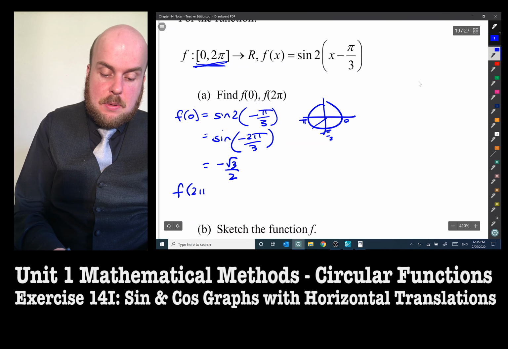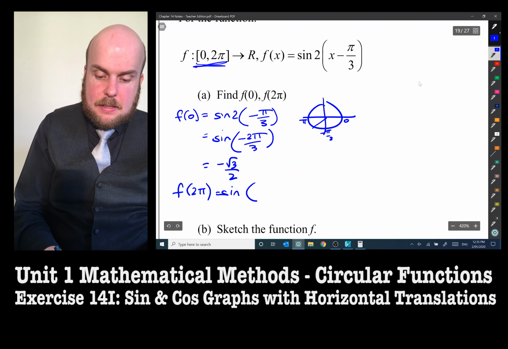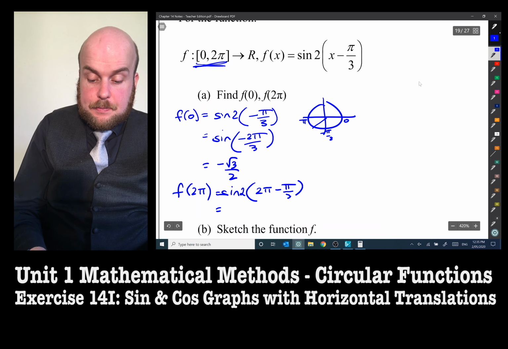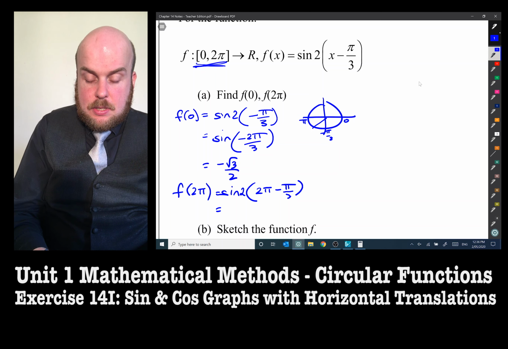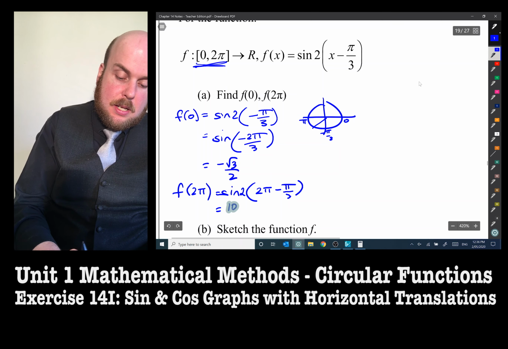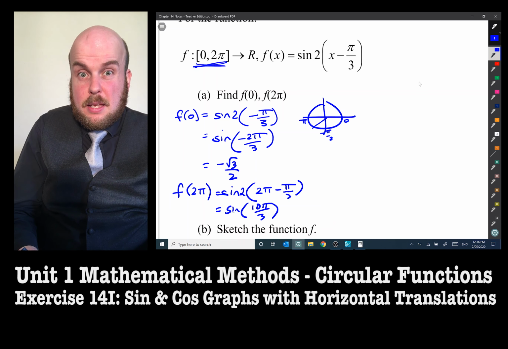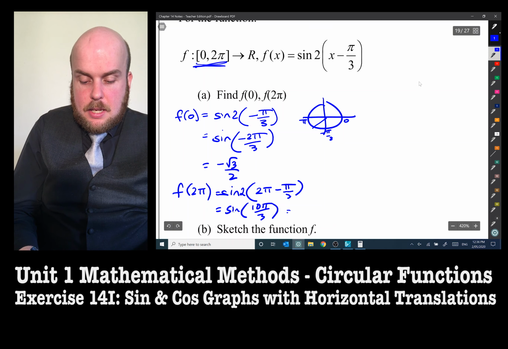And then f(2π), I dare say, is probably going to be the same answer, but we'll find out. sin(2 × 2π − π/3) will be equal to sin of 6π/3 take away π/3, which makes 5π/3, multiplied by 2, it's going to make that 10π/3. So 10π/3 will put that in the third quadrant again if we go round, because that will be 3π. Yeah, that'll be the third quadrant again, so it's −√3/2.